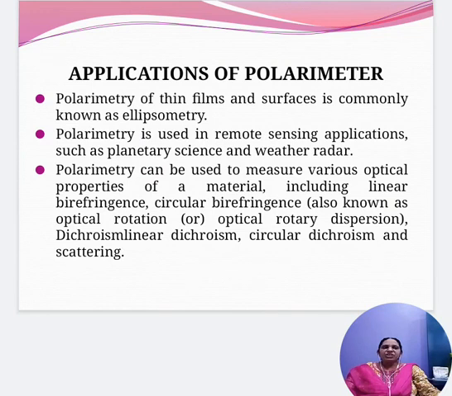The other applications of polarimeters are polarimetry of thin films and surfaces, commonly known as ellipsometry. You are going to measure thin films and surfaces. Polarimetry is used in remote sensing applications such as planetary sciences and weather radars. Polarimetry can be used to measure various optical properties of materials, including linear birefringence, also known as optical rotation or optical rotary dispersion.